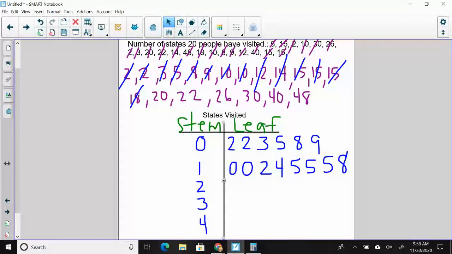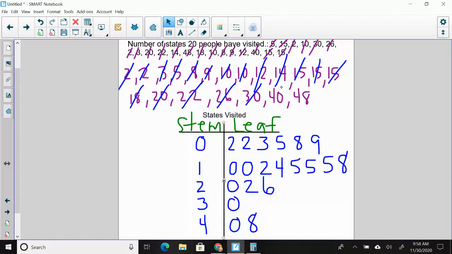Okay. All right. Then I'm moving on to the numbers that are in the 20s. They have a stem of 2. So I need my 0 to represent the 20, my 22, and my 26. I have a 30. So I just have one number in the 30s. And I have a 40 and a 48.